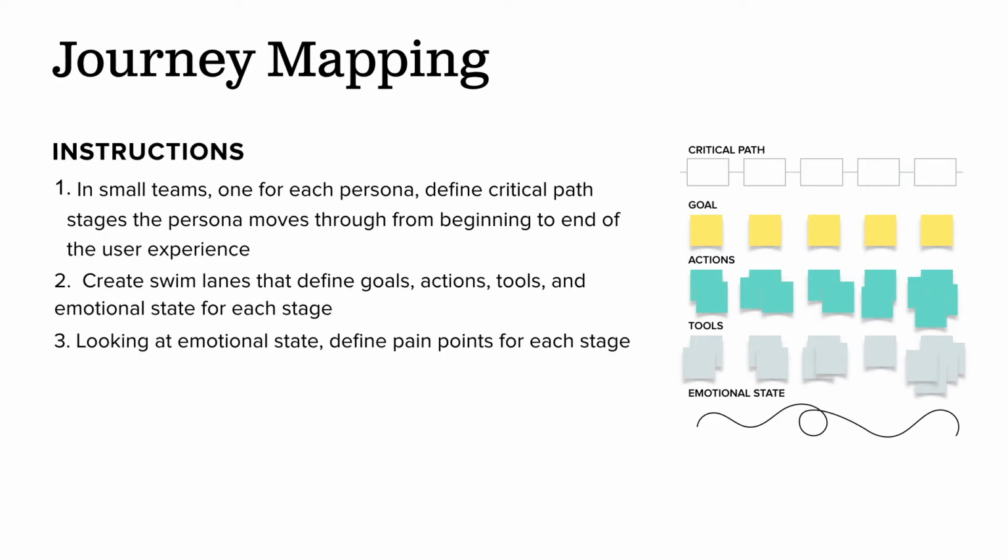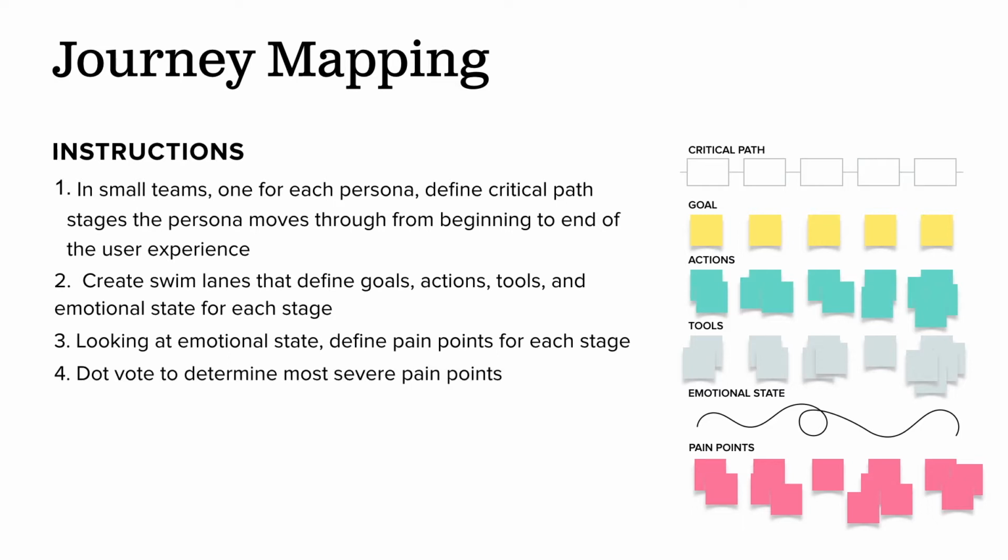Next, you're going to ask the team to take a step back and look at everything they've put up on the wall so far. The goals, the actions, the tools, and the emotional state. And you're going to ask them to define the pain points for each stage in the journey. A lot of times, this works better as a solo or silent activity rather than a group discussion. And then you're going to finish out your journey map by conducting a dot vote to determine the most severe pain points that you're going to want to solve for moving forward.